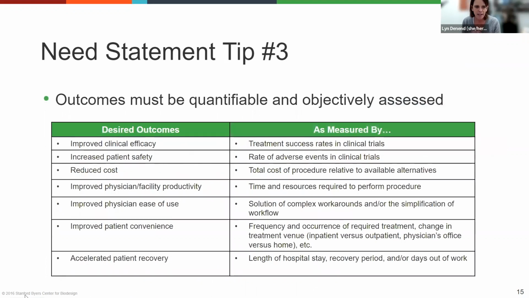Tip number 3 relates here to your outcome. Outcomes must be quantifiable and able to be objectively assessed, right? We want to be thinking about things like improved outcome, better safety, reduced costs. One way to think about this is what could you potentially prove in a clinical trial that would be meaningful in terms of getting people to move off the current standard of care. So your outcomes need to be specific and measurable. Next slide, please.